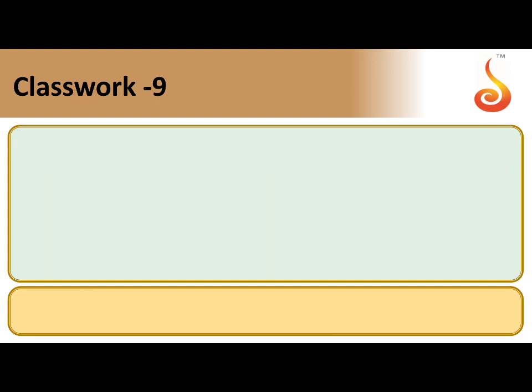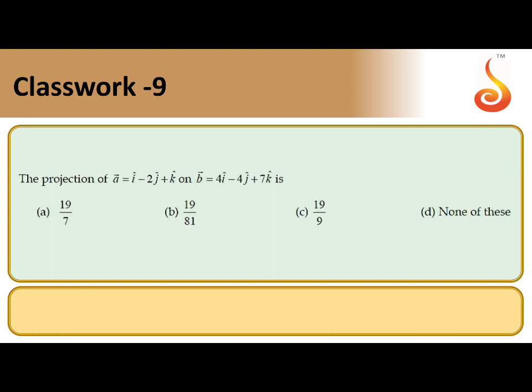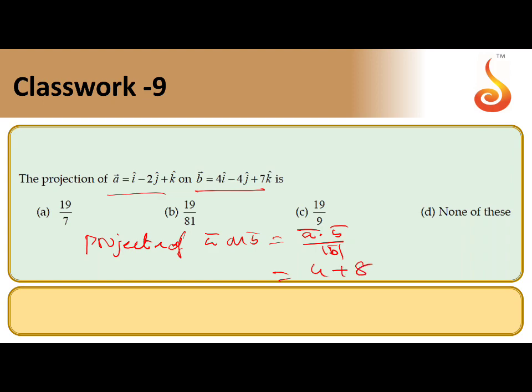The next question. The projection of a vector on another vector. We have a formula. Projection of A bar on B bar is A bar dot B bar by modulus B bar. So take A bar, already there, B bar is there. Dot product: 4 minus 8 plus 7. The whole divided by root over modulus B square. 4 square 16 plus 16 plus 49.